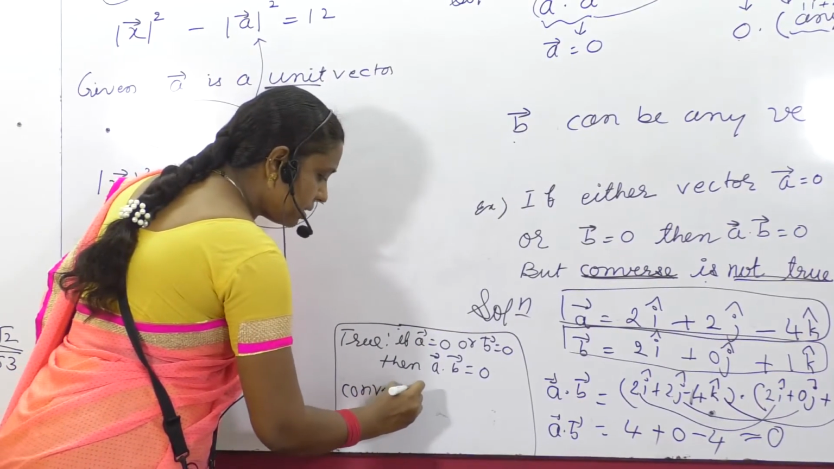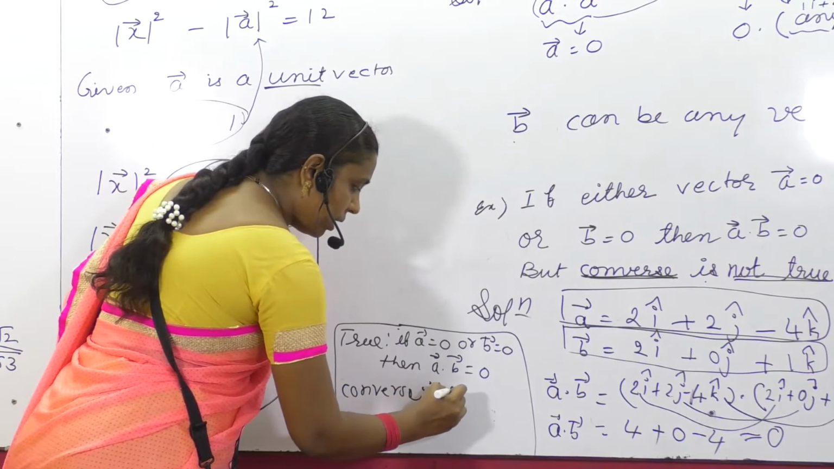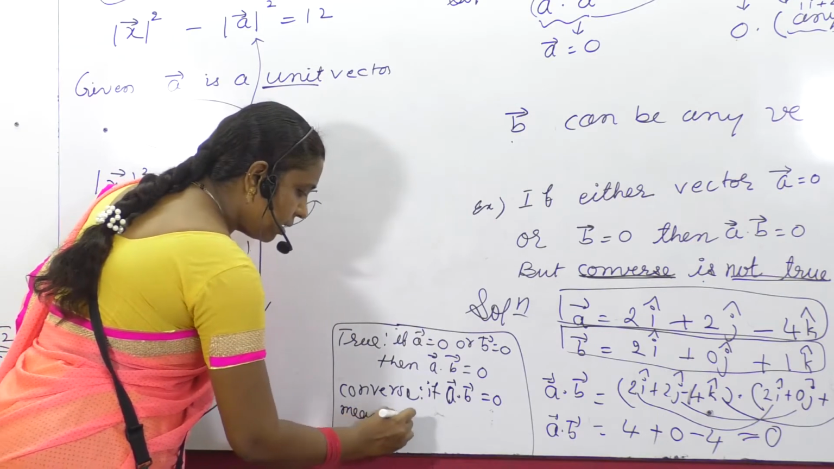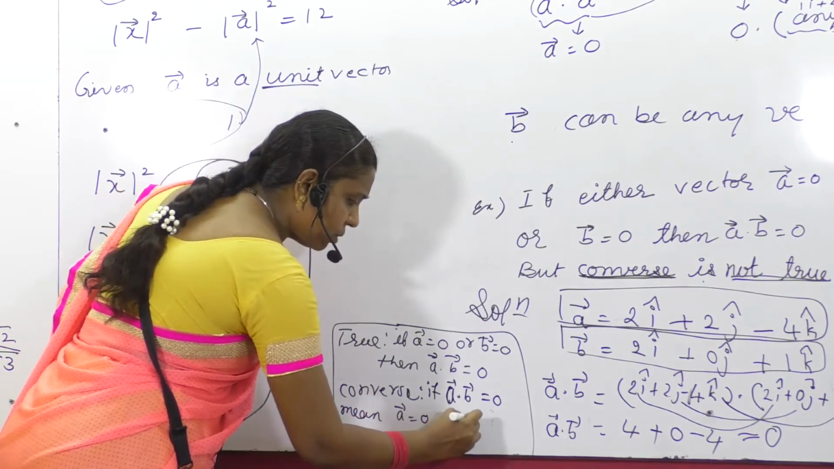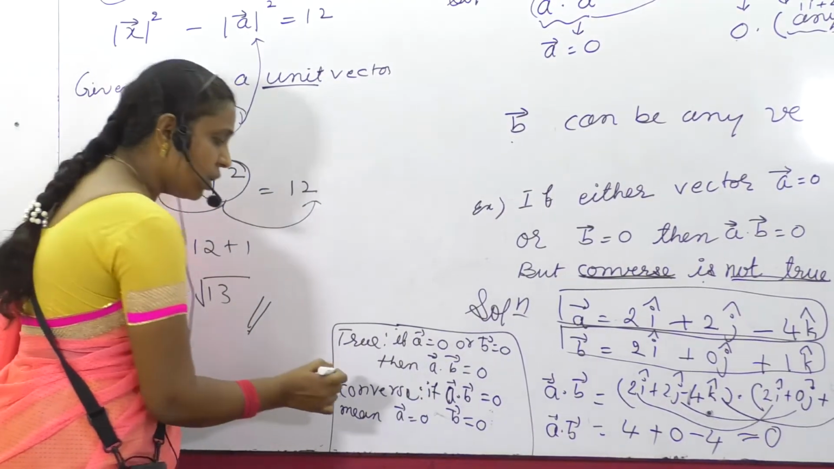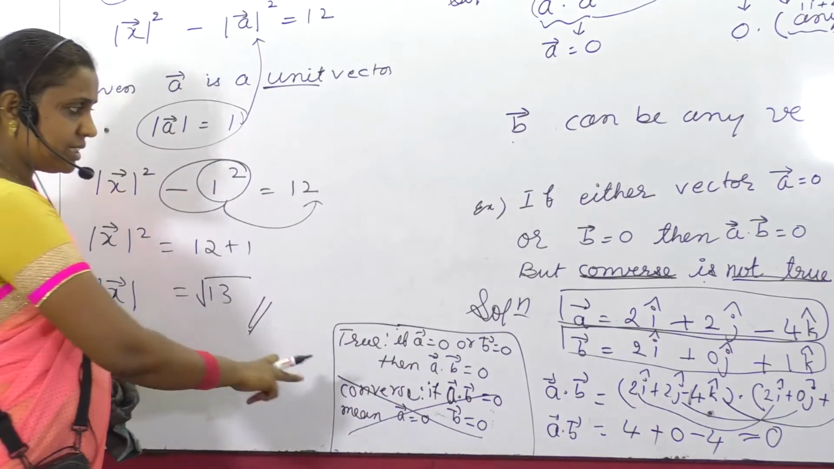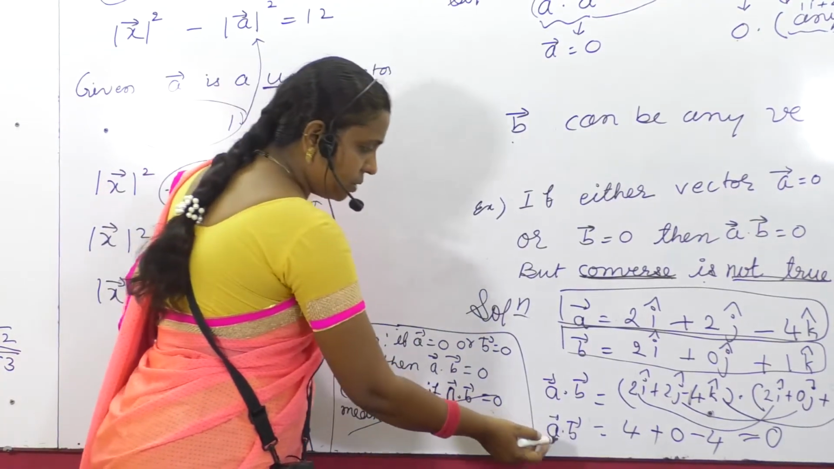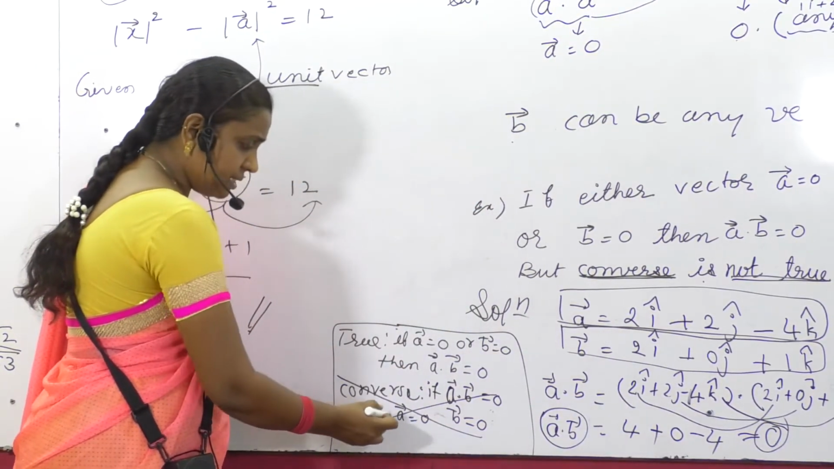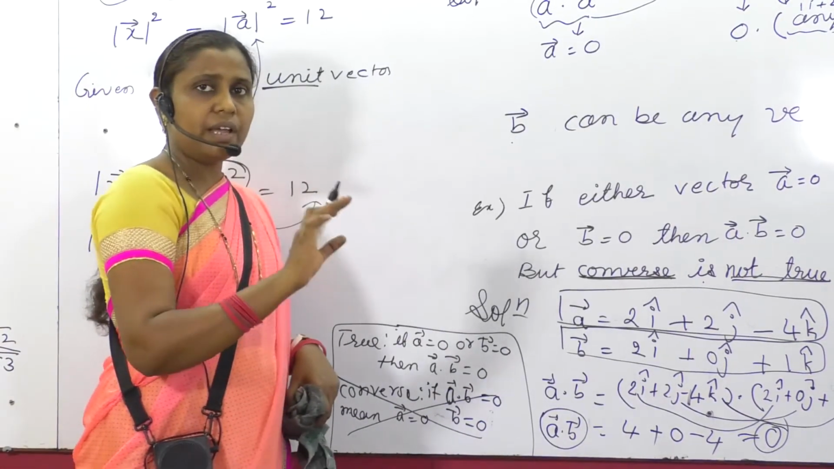The converse is: if A dot B equal to 0, then A equal to 0 and B equal to 0. This is what the converse is. But what are we saying? The converse is not true. Not true means this is not going to happen, because we just checked with this. If A dot B equal to 0, we got it as 0. But what does it mean? According to this statement, it should be A equal to 0 and B equal to 0.